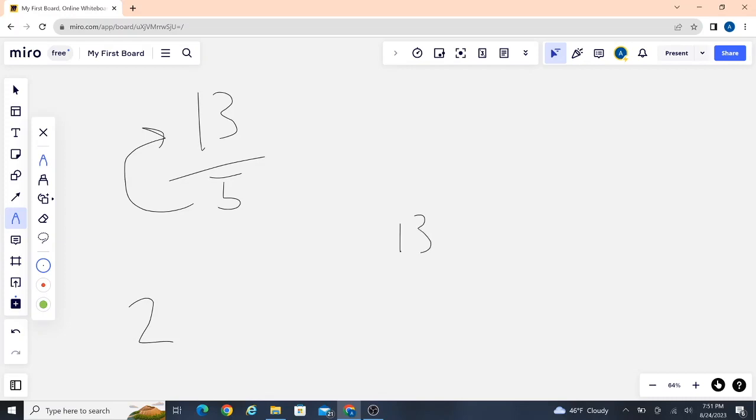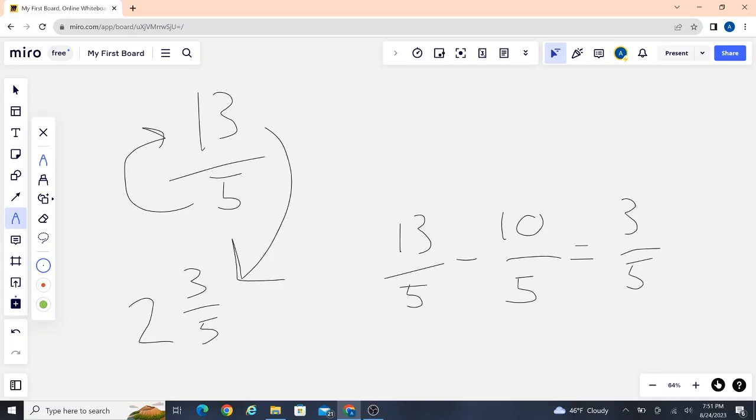So given our original 13 fifths, we're going to subtract 2 wholes. All right, 2 whole things that are broken up into 5 parts. So 5 times 2 is 10. Put that back over fifths. We're now saying 13 fifths minus 10 fifths. That's going to be 3 fifths. And that's what we're left over with. So it's going to be 3 fifths. 13 fifths is the same as 2 and 3 fifths.